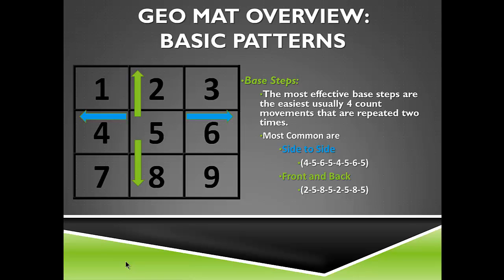The second most common base step is a front-to-back. That's where you start both feet on 5, you step left foot to 2, left foot back to 5, right foot to 8, right foot back to 5. So that's kind of the most common base step. These would be good steps to use as a basic progression, that repeats itself after each new step that you introduce throughout your geomat pattern.